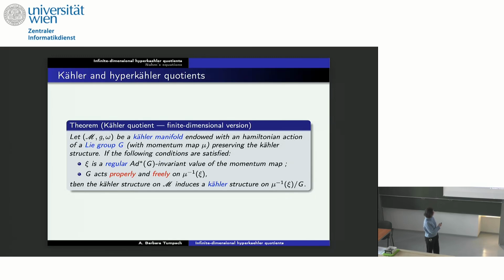So this is a finite dimensional version of a Kähler quotient. You start with a manifold, which is weakly Kähler, so in this finite dimensional context. So you have a Riemannian metric and a symplectic form compatible. And you suppose that you have a Hamiltonian action by a Lie group G, meaning that you have a moment map. We have seen moment maps yesterday already. And this action should preserve the Kähler structure. It should preserve the Riemannian metric and the symplectic form.